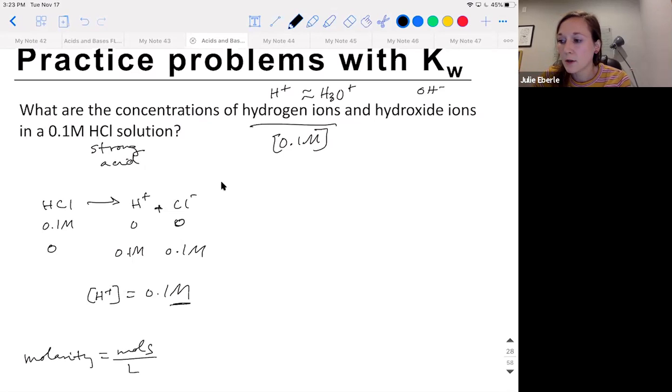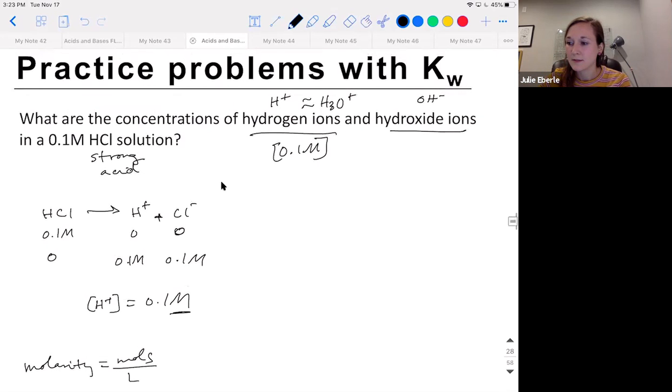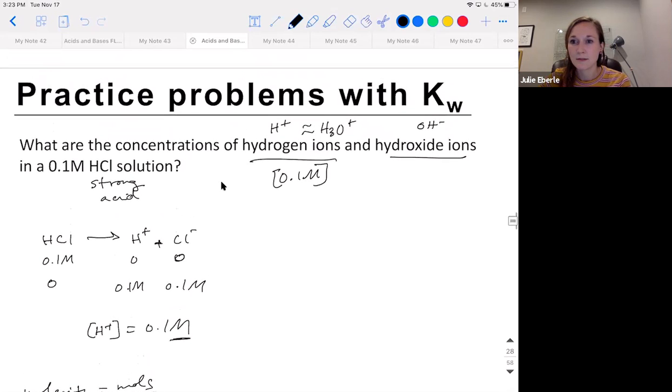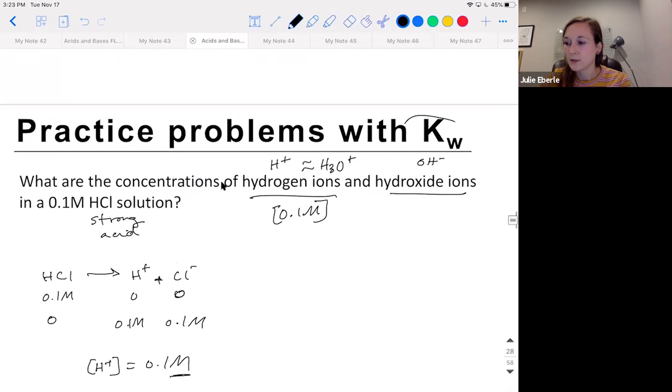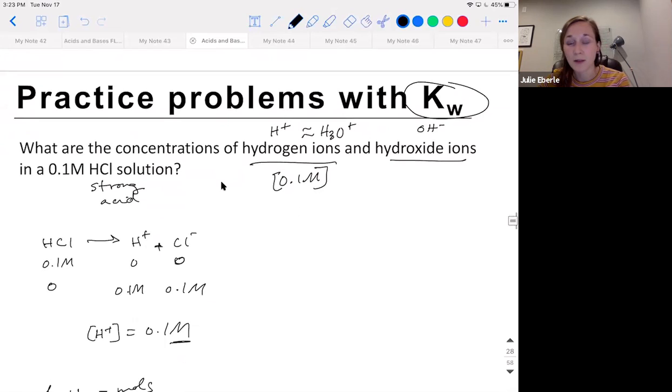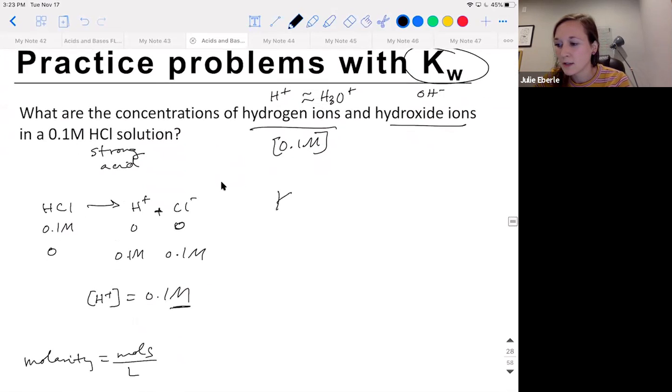But we haven't answered the second part. What's the concentration of hydroxide? How could we do this? How could we find the concentration of hydroxide ions? Any ideas? Well, we're going to use Kw, practice problems with Kw. What is Kw again?